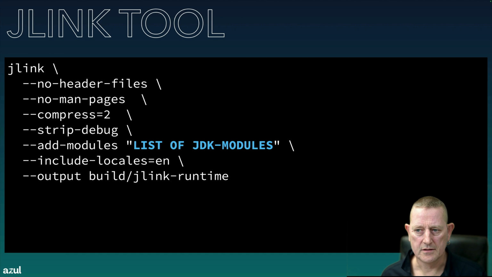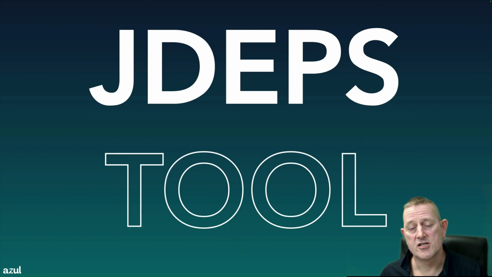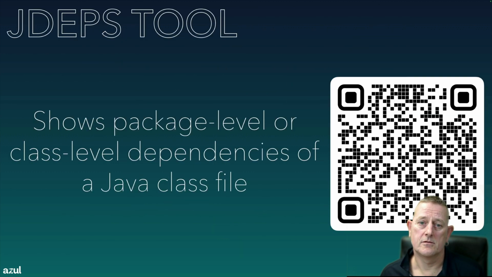Well, that's cool, but the question is, how do I get the modules? How do I know which modules are used by my applications? Well, there's another tool, of course, and it's also part of the JDK. It's called jdeps. The jdeps tool shows package level or class level dependencies of a Java class file. You can scan the QR code to get more information as usual here.